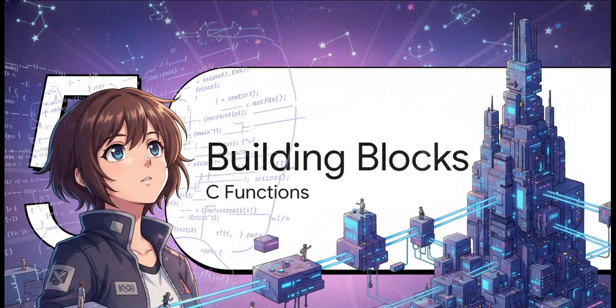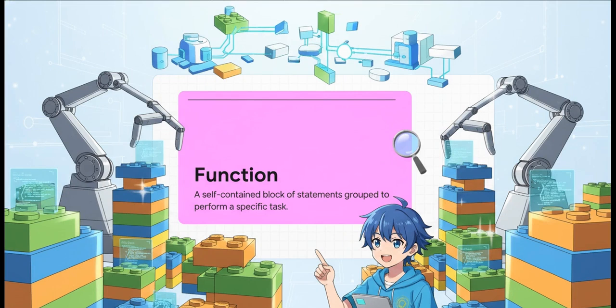Now for our final concept, Section 5. Building blocks, C functions. So how do simple programs scale up into massive pieces of software? They use functions. Think of a function as a reusable Lego block. It's just a self-contained block of statements grouped together to perform one specific coherent task. By breaking a huge problem down into dozens of smaller functions, reading, debugging, and testing your code becomes incredibly easy.